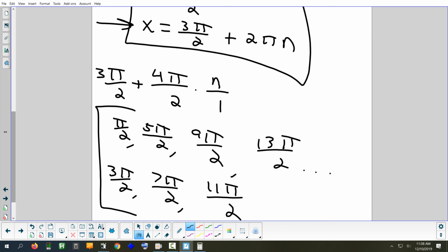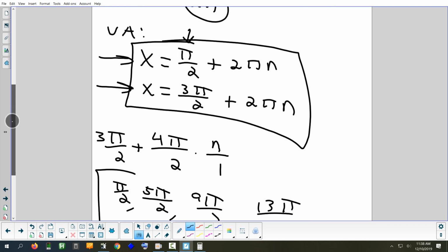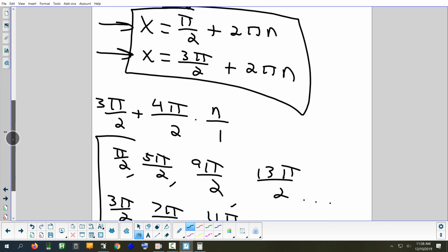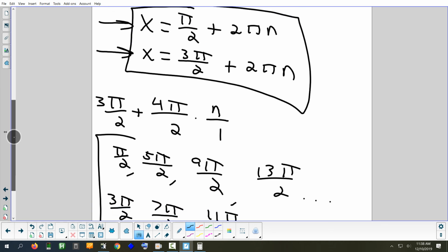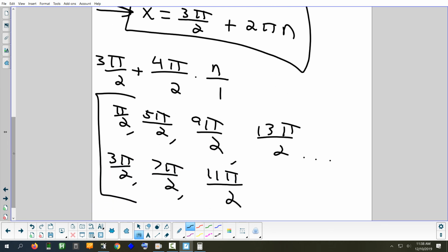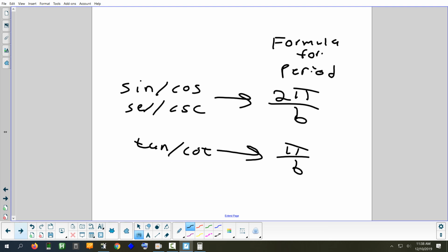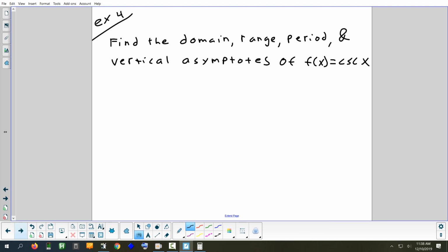Any question on that? Sure. I generally just leave it as the two separate equations, and that's fine. But in calculus, you may see in the book, they say all odd multiples of pi over 2. I'm like, how'd they get that? That's how they got it. Okay, let's try cosecant.